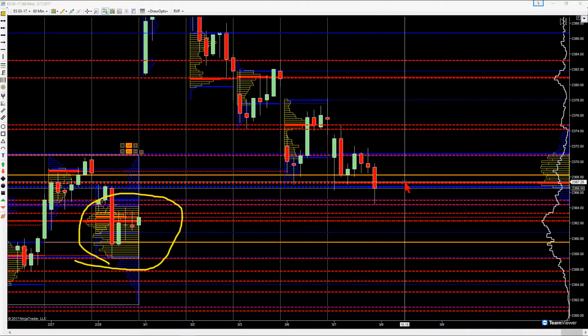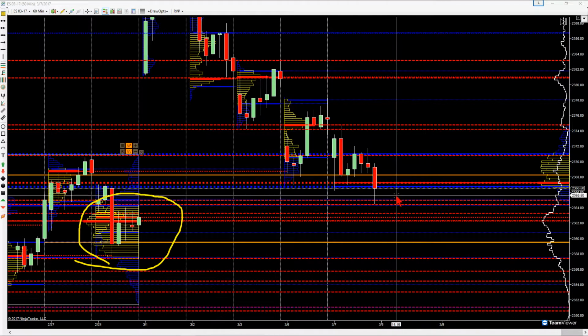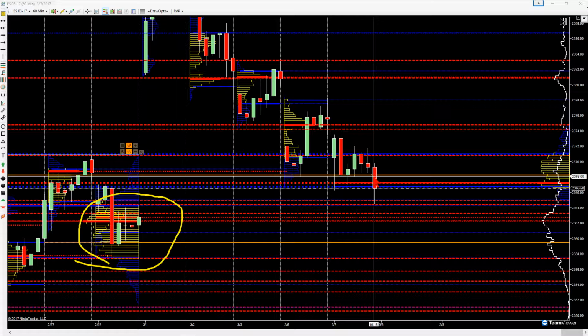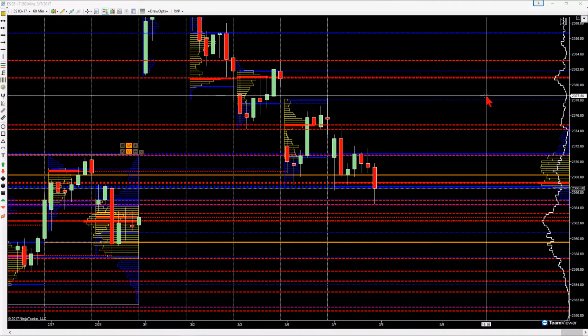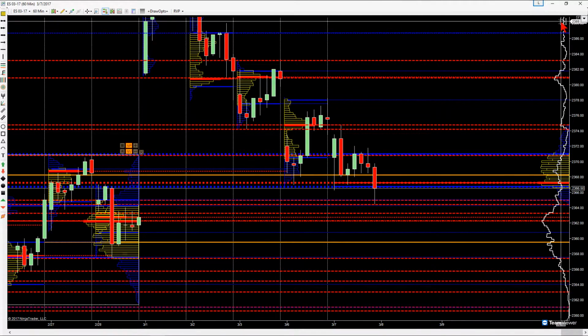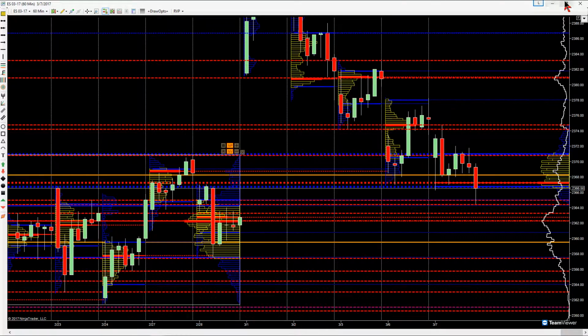Again, we have to adjust as we see what happens. We'll determine whether we should have a long bias or a short bias as the chart begins to trade.